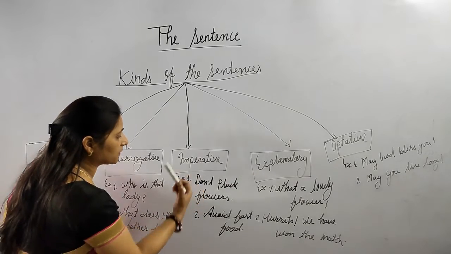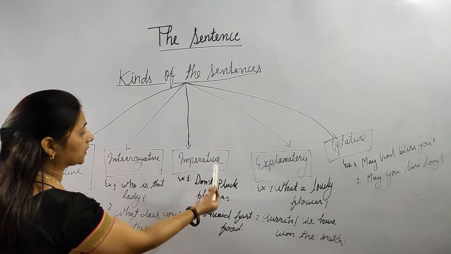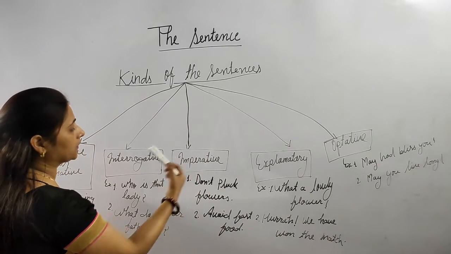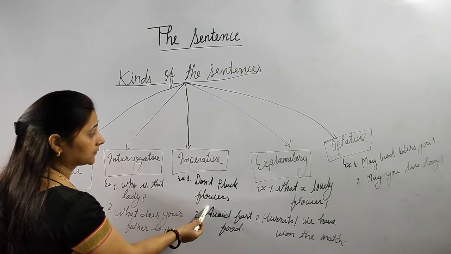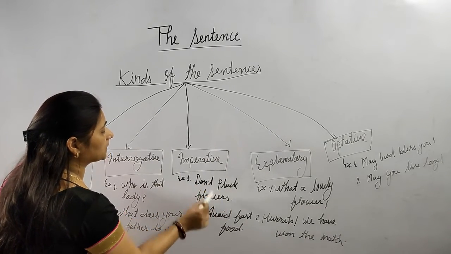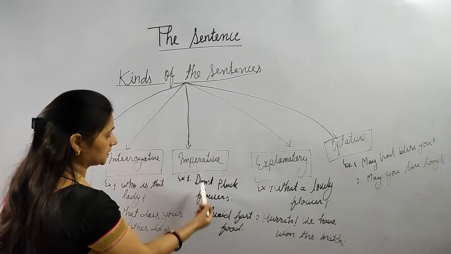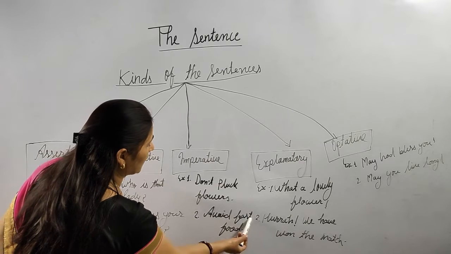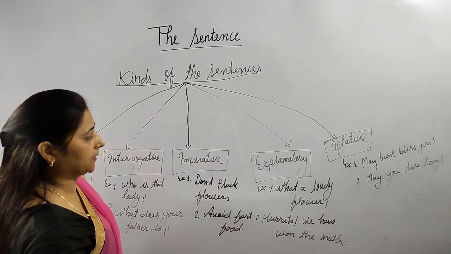Now look at the imperative sentence. An imperative sentence gives a command or shows a request. You can say the example, don't pluck flowers. It means here the command is not to pluck the flowers. So it is an imperative sentence. Next sentence, avoid fast food. It is also an example of the imperative sentence.